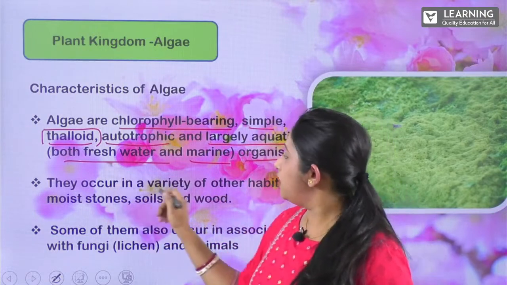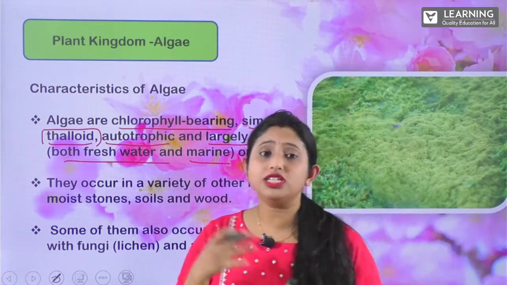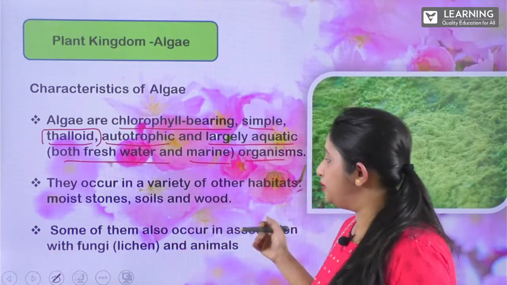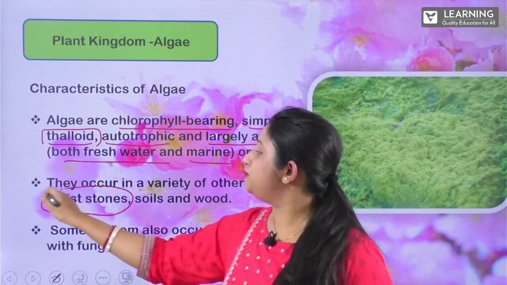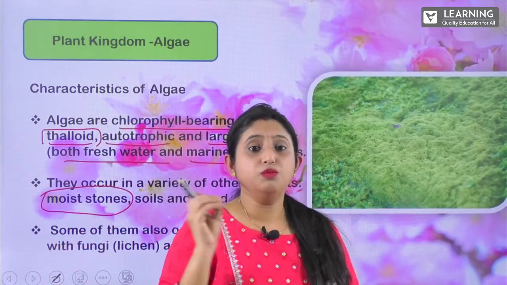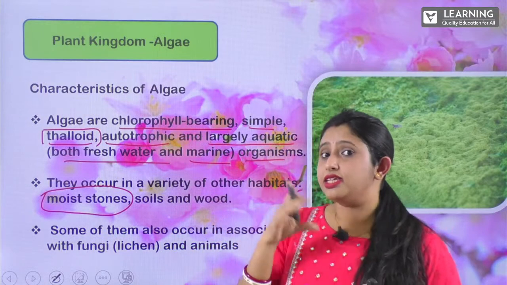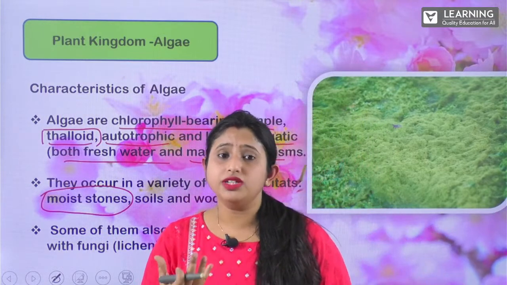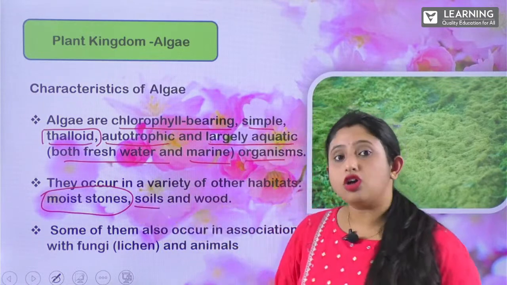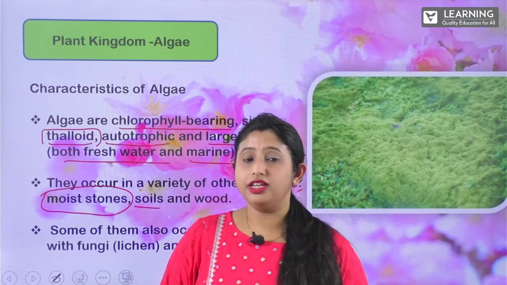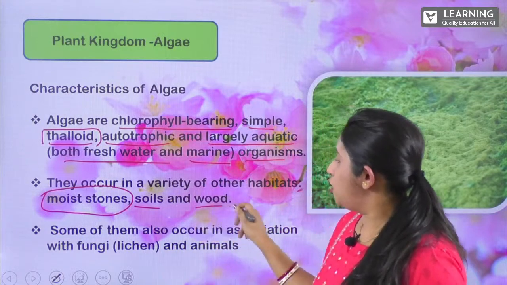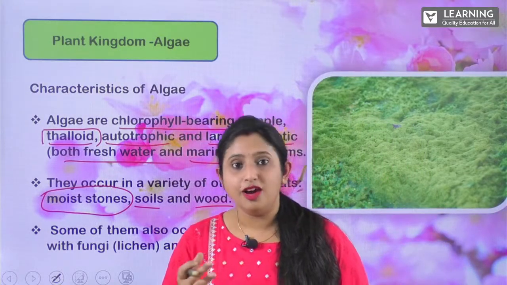Clear? So they occur in a variety of other habitats too. They are mostly found in the aquatic habitat, but you can find them in other habitats like on moist stones. Sometimes you will see that a stone placed near a moist area is occupied by algae. So sometimes you will see algae growing on the stones also. Clear? And also in the soil, in moist soil during the rainy season, you will find that. Have you ever experienced? So just find it out. And also in moist wood you will find them.